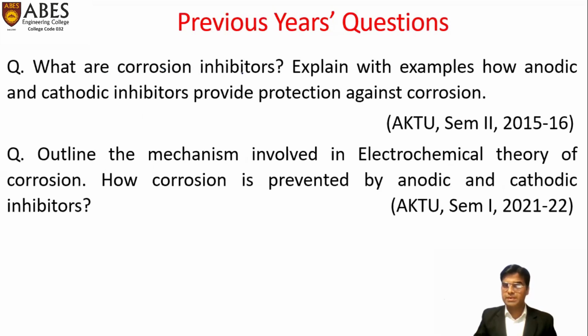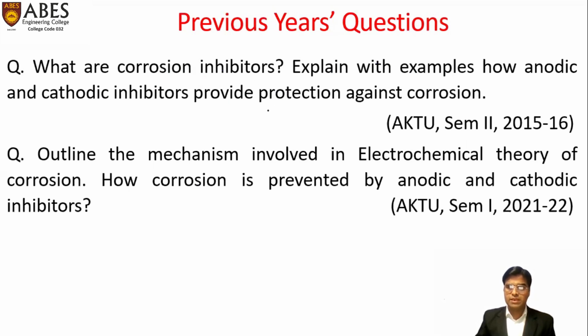What are corrosion inhibitors? Explain with examples how anodic and cathodic inhibitors provide protection against corrosion. So, those species which are added to the corroding medium to prevent corrosion are called corrosion inhibitors. We have discussed their types. Those are of three types: the anodic inhibitor, cathodic inhibitor, and vapor phase inhibitors. Now we shall discuss the examples and how they work against corrosion.